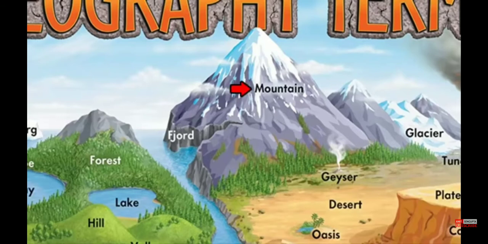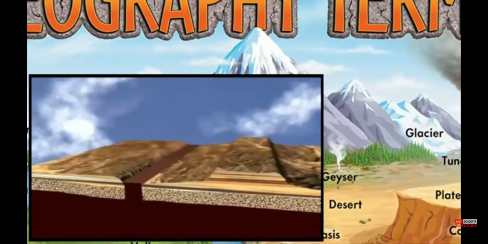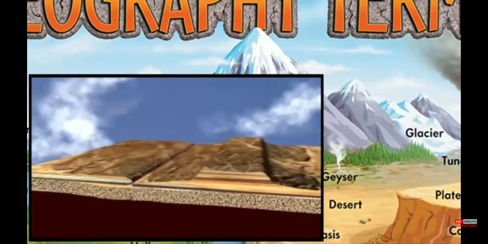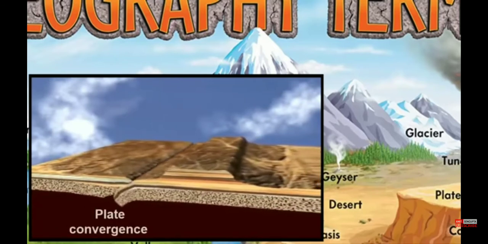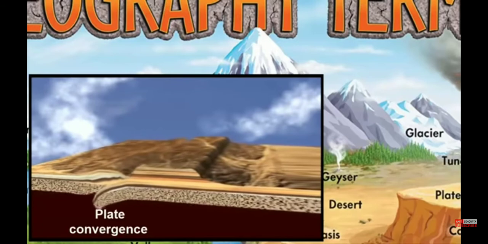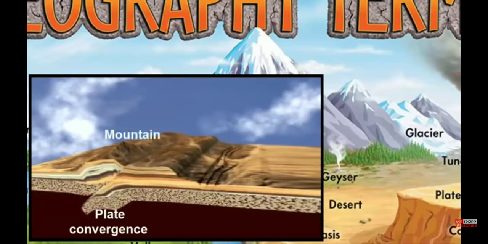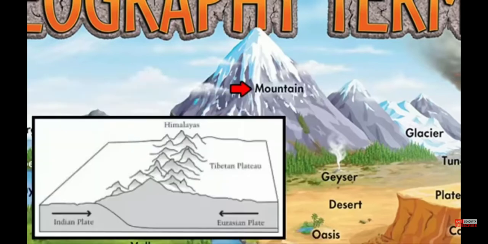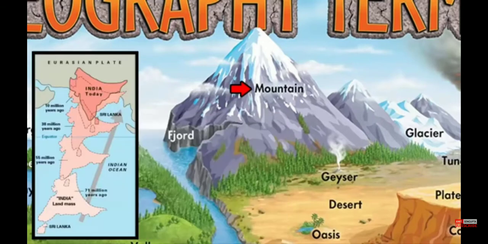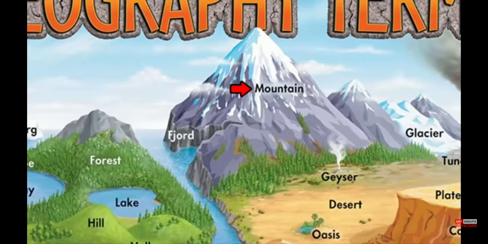If you look at a mountain, they are formed due to the movements of tectonic plates. They are formed by slow but gigantic movement of the Earth's crust. This is called plate convergence. When two continental plates collide, it pushes the rocks upward and that forms a mountain range. A good example is the Himalayan mountain range. They were formed as a result of the collision between the Indian plate and the Eurasian plate, which began 50 million years ago, and it still continues today. So this is how the mountains are formed.